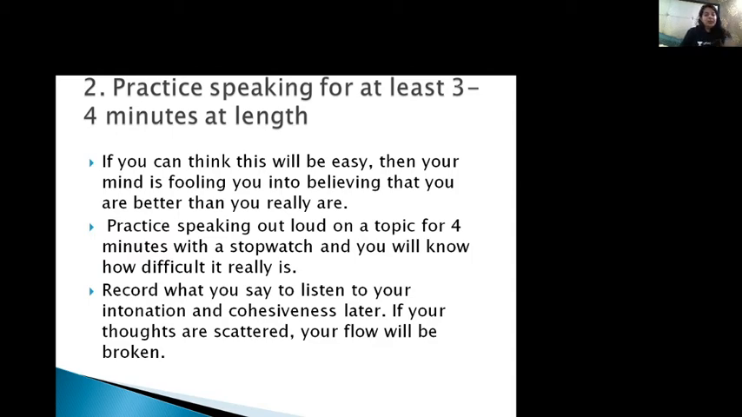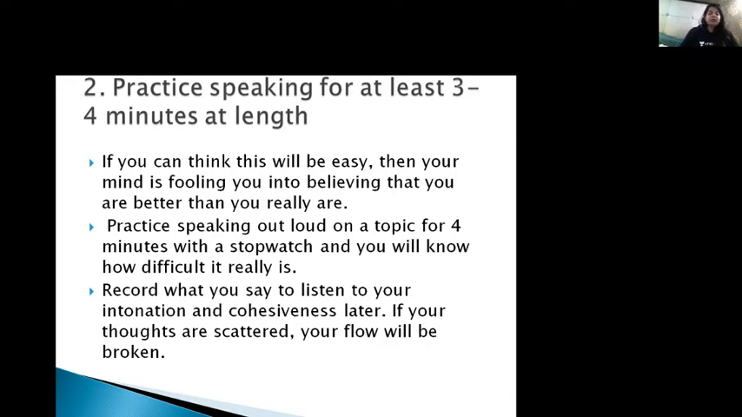So I always advise my students to practice speaking for at least 3 to 4 minutes at length, because there would be a lot of hindrances, a lot of nervous twitches, a lot of breakdowns during the test. So if you have the practice of speaking at length, and that too with a stopwatch, you will be able to speak fluently, coherently and logically over there.